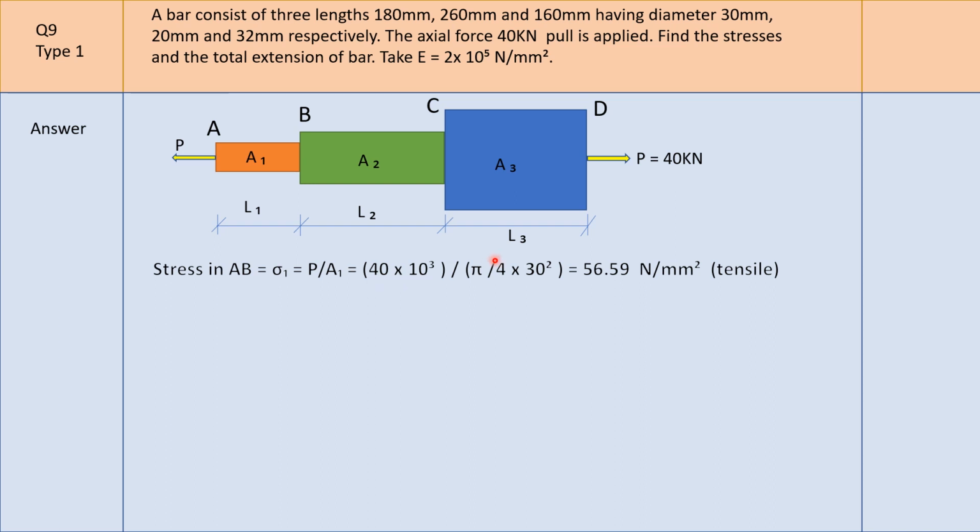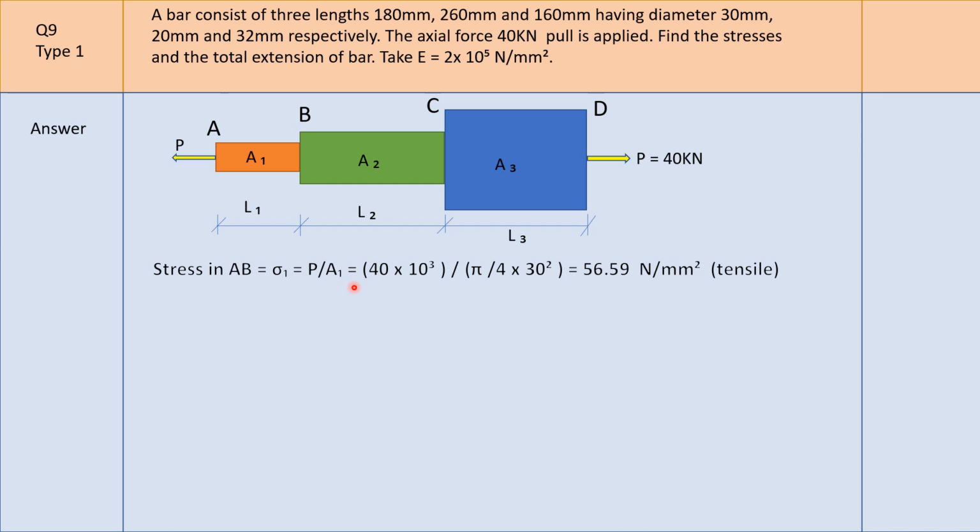And bar diameter, the first bar diameter is given as 30 mm. So pi divided by 4 into 30 square, this will be the area. Put the bracket in the numerator as well as in the denominator. Now take calculators in your hand and start from here.